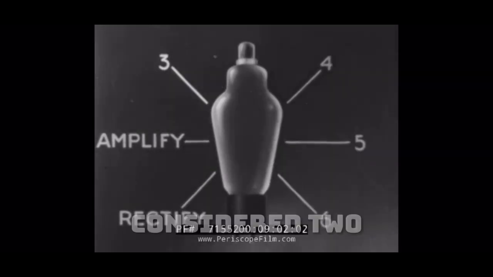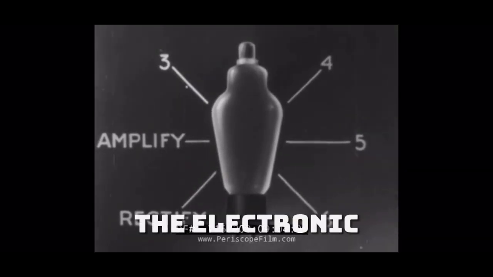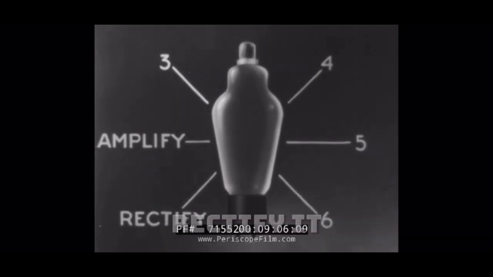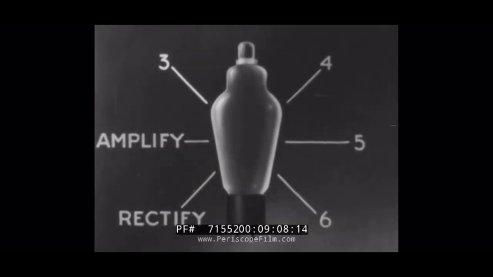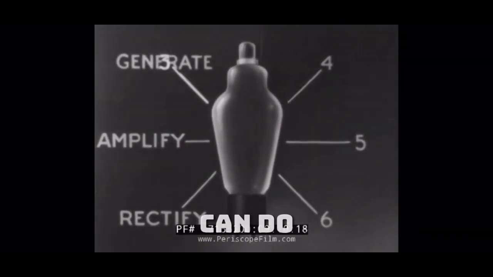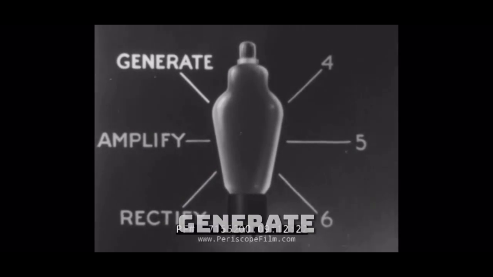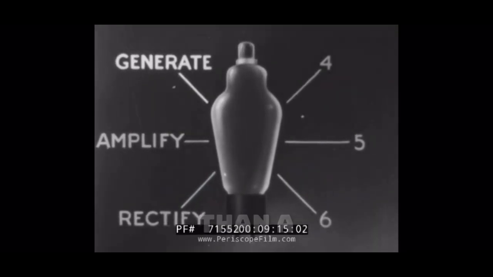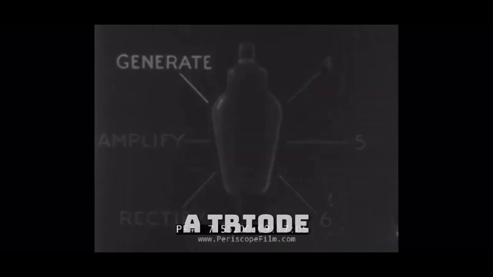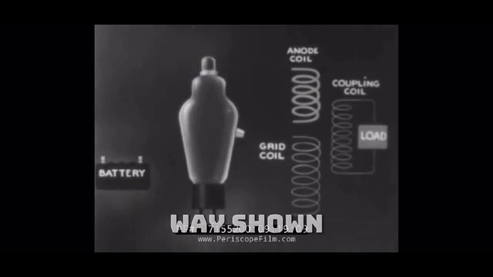Up to now, we've considered two of the basic things that the electronic tube can do. It can rectify, it can amplify. A third thing it can do is generate. The term generate in this connection is meant in a general rather than a technical sense. A triode is connected for oscillation in the way shown here.